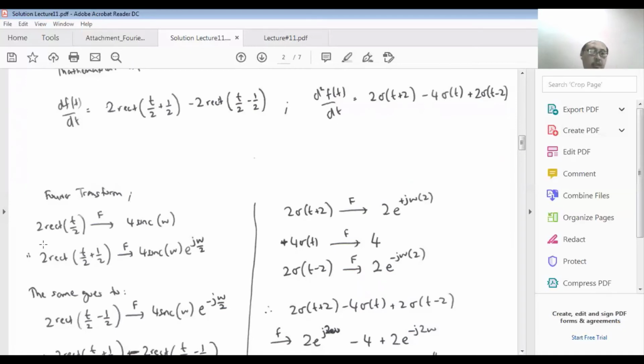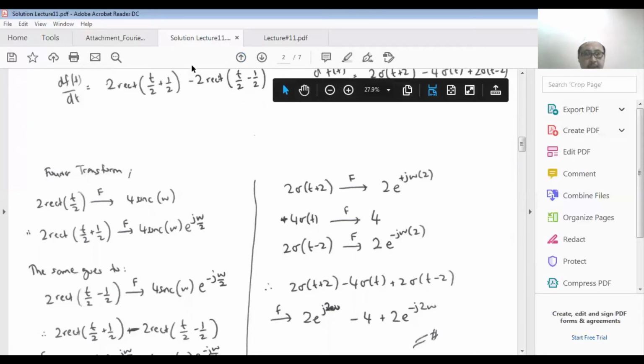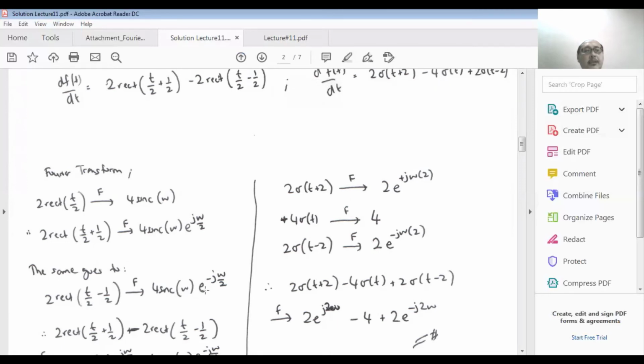So basically, when we have a time shifting here, where we have 2 rectangular t over 2 plus half, its respective Fourier transform is simply 4 sinc of omega exponential j omega divided by 2. So this is based on the properties of time shifting. Okay, time shifting. The same goes to the second expression here, 2 rectangular t over 2 minus half. We are supposed to get 4 sinc of omega exponential negative j omega divided by 2.